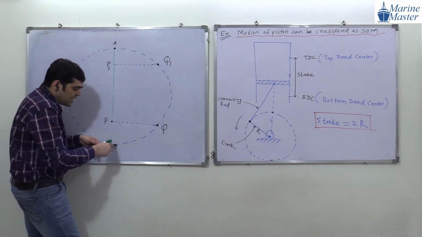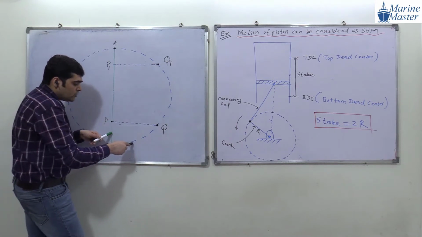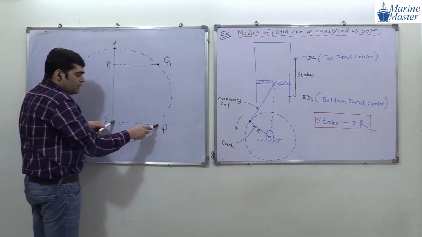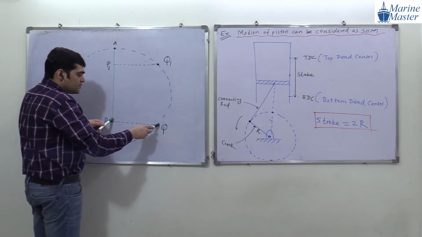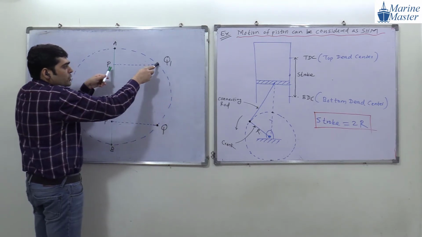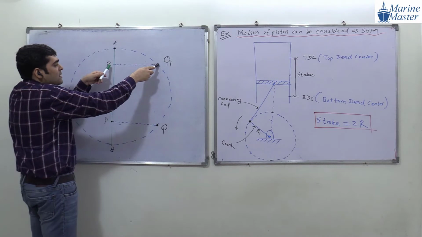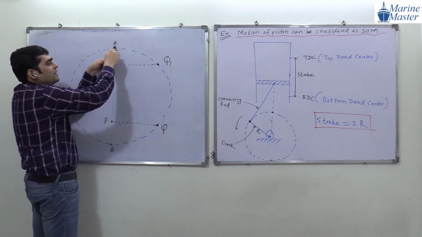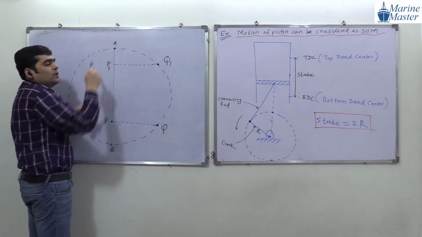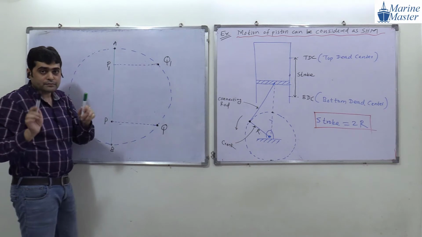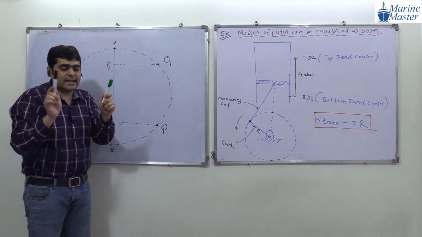When point Q starts moving on this circle with constant angular velocity omega, the corresponding point P will also move. When point Q reaches here, the corresponding projection is P1. And when point Q reaches point A, the corresponding point P will also reach point A. Everyone getting my point?